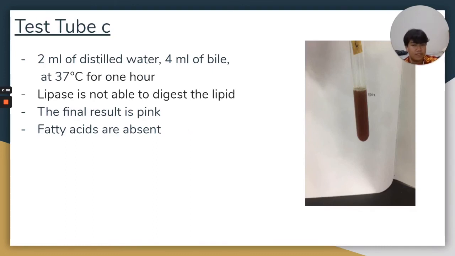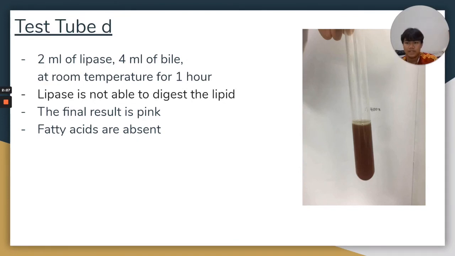For test tube C, 2 milliliters of distilled water is mixed with 4 milliliters of bile along with the droplets of oil, at 37 degrees Celsius water bath for 1 hour. Right. So the results are the lipase is not able to digest the lipid. The final result is still pink, and the fatty acids are absent.